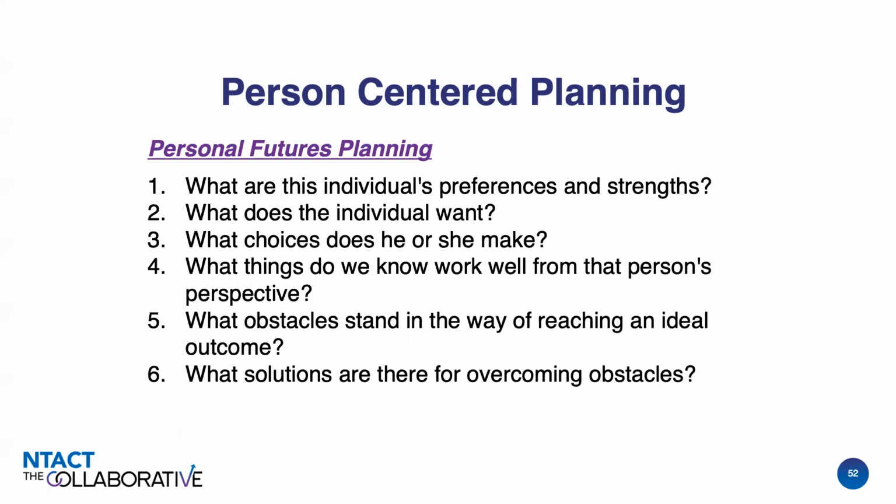When employing personal future planning, all the significant people influencing an individual's life sit down in the same room and discuss the following six questions. What are the individual's preferences and strengths? What does the individual want? What choices does he or she make? What things do we know work well from that person's perspective? What obstacles stand in the way of reaching an ideal outcome? And what solutions are there for overcoming obstacles?